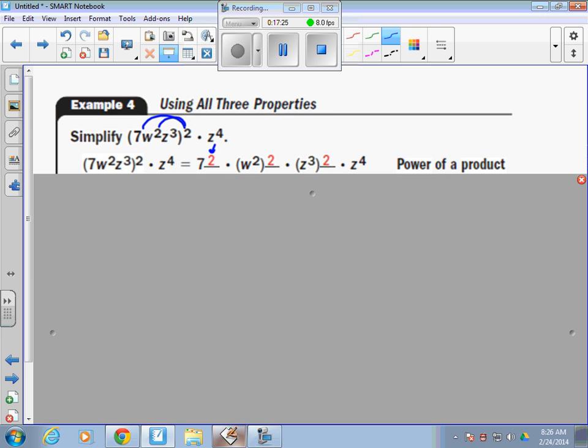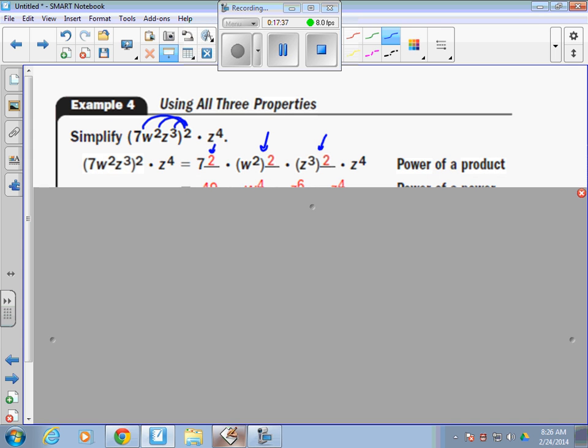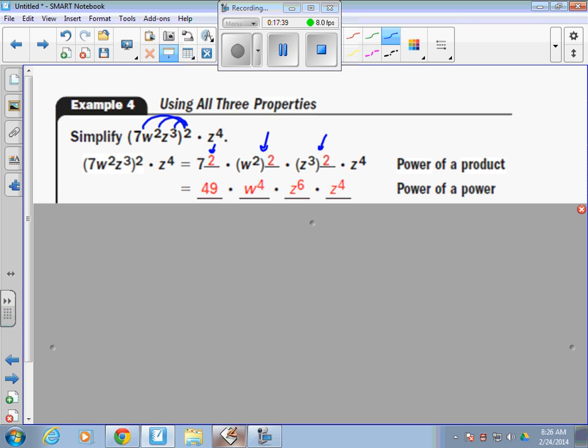Remember, you're raising a power to a power. You have 2 times 2. And the square has to go to z to the third. Again, a power to a power becomes z to the 3 times 2. And then it's multiplying times z to the fourth. So we have here 7 squared is 49. W squared squared gives you w to the fourth power.